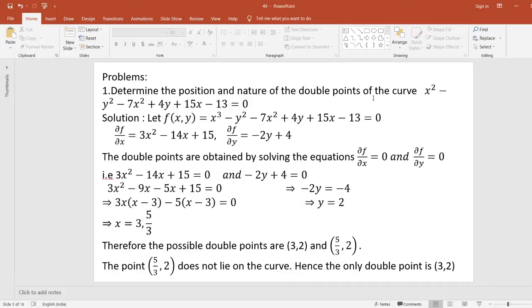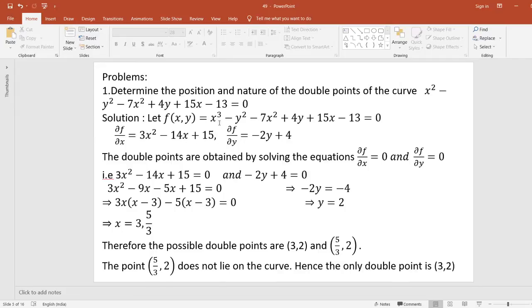Determine the position and nature of the double point for the curve x cube minus y square minus 7x square plus 4y plus 15x minus 13 is equal to 0. Consider the given equation as f of x comma y. First, we have to find del f by del x and del f by del y. Del f by del x means the partial derivative of the function f with respect to x, that is, with respect to x, y acts like a constant. So x cube gives 3x square, minus 0, minus 14x, plus 15, and the constant gives 0. So we have got 3x square minus 14x plus 15.